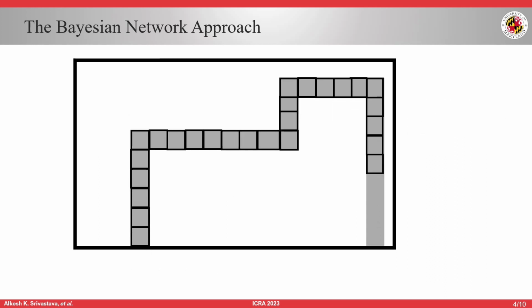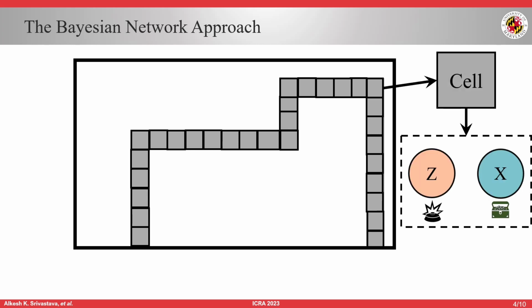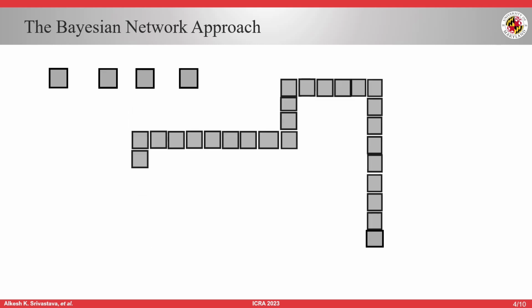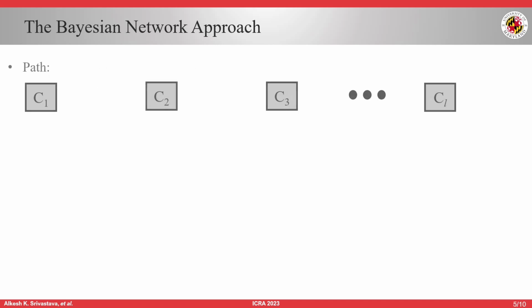After discretization of this path, we can do a cell-by-cell analysis, and in each of these cells, there may be a hazard or there may be a target. So we'll assign the random variables Z and X for the analysis. So let's take apart these cells and try to make a Bayesian network out of this right now during this presentation. So let's make an assumption that the robot traversed through this path, each cell C1, C2, C3 through CL.